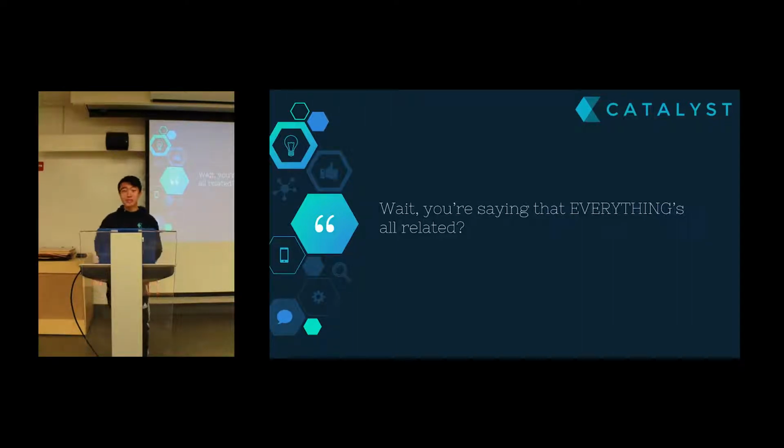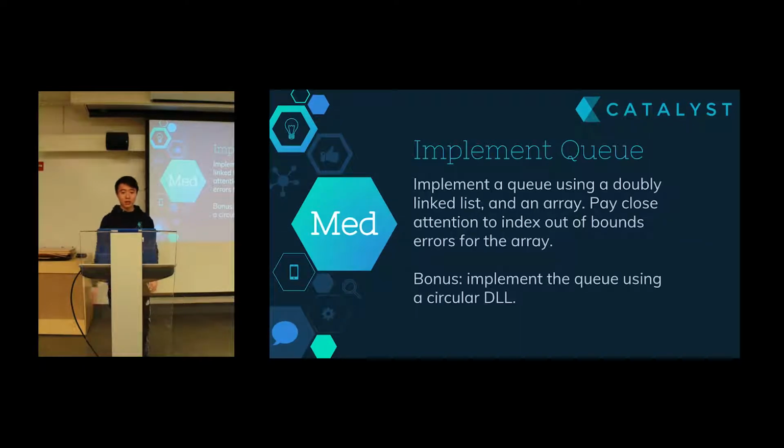We already implemented a stack using queues. We already implemented a stack using both an array and a singly linked list. It's really easy to implement a queue using stacks, as sort of the opposite of the previous exercise. And right now we're going to go through implementing a queue using both a doubly linked list and an array.